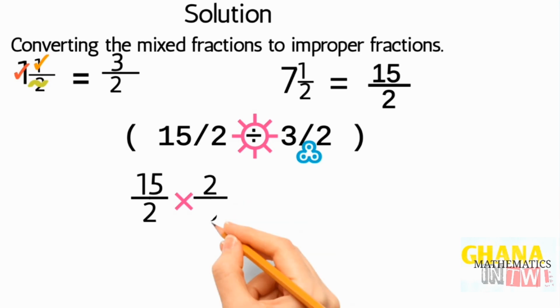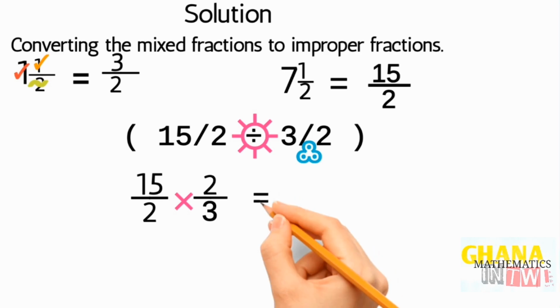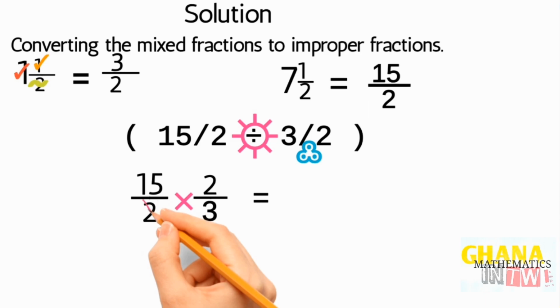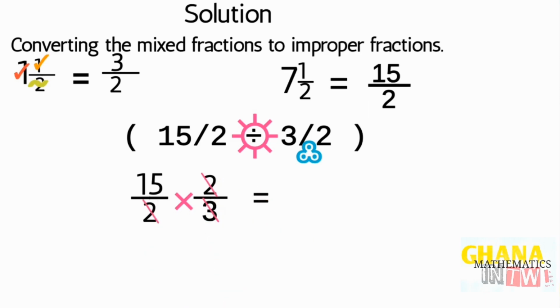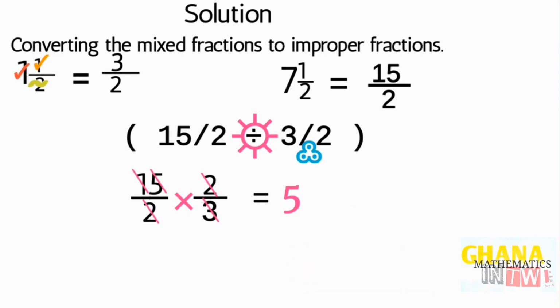The 2 will become the numerator because the 2 was the denominator, so they will interchange position, and the 3, which was the numerator, will now be the denominator, which is located at the bottom, under the division bar. So 2 can cancel 2, and we will be left with 15 over 3. 3 goes into itself 1, 3 goes into 15 5 times, so the answer is 5.